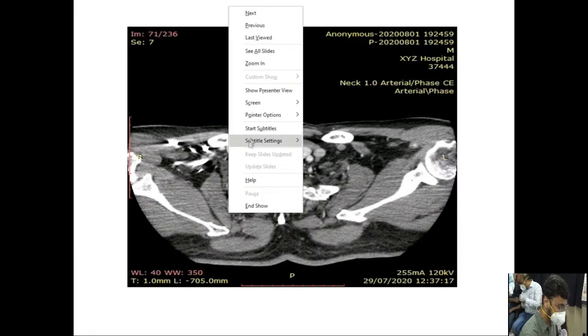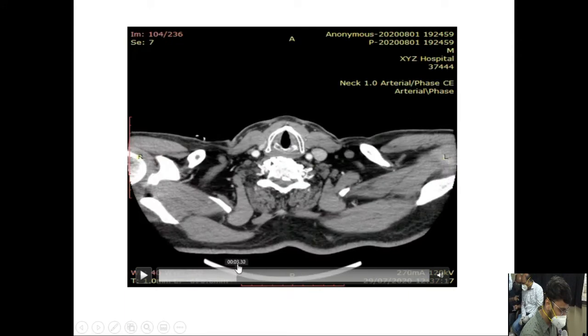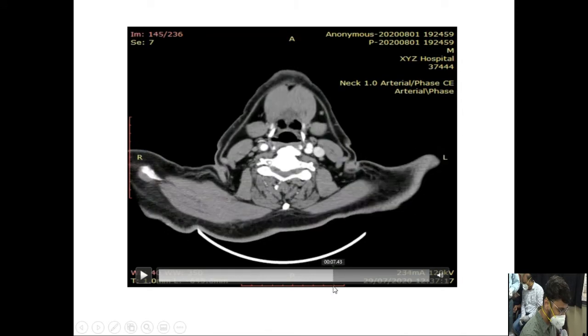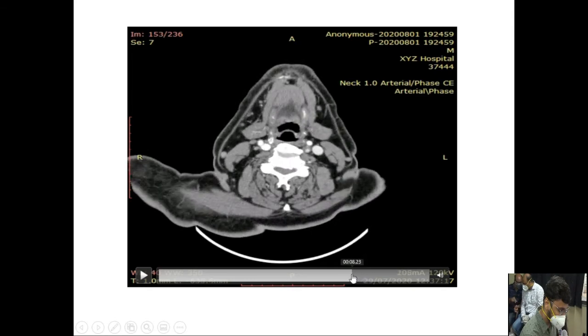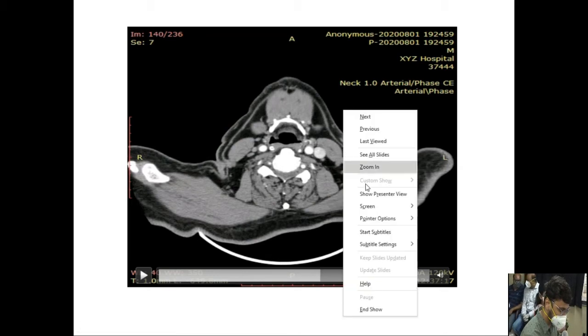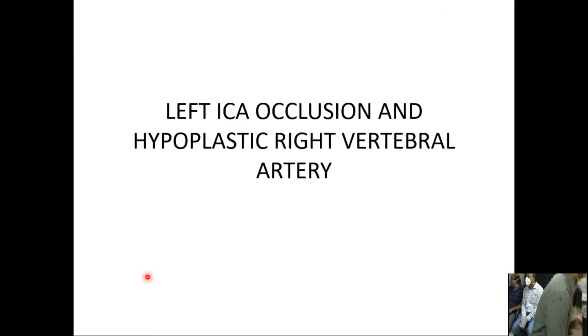Subsequently, the patient was taken for the CT contrast, in which the findings were correlated. Here we can see the common carotid artery on the left side, and complete occlusion is noted in the internal carotid artery on the left side. Also, on comparing the diameter of the vertebral arteries, the right is quite hypoplastic as compared to the left vertebral artery. Thank you.